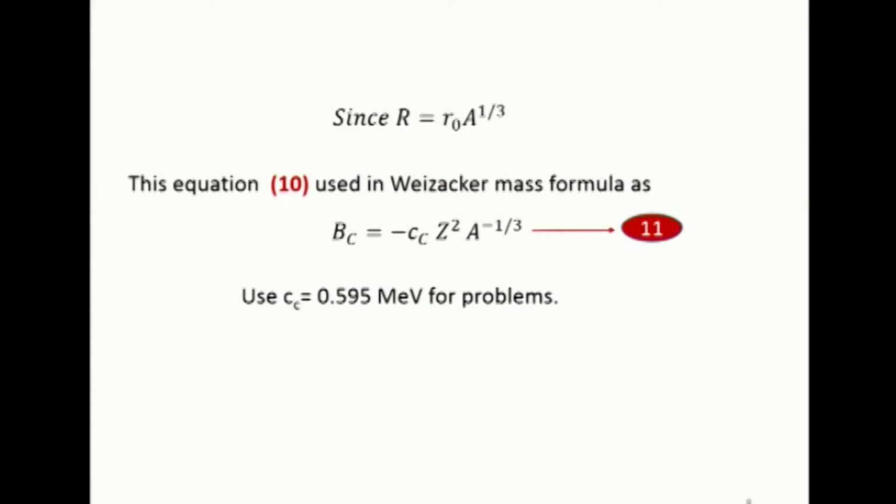Now, we will just go to the next one. We are giving the reason. Already, what we said, we have given in writing: R equal to R naught A power 1 by 3. This equation 10 we have already discussed and used in the Weizsäcker mass formula. There we did not derive it, and even Weizsäcker did not derive that. He gave this empirically. He found out this is a constant.